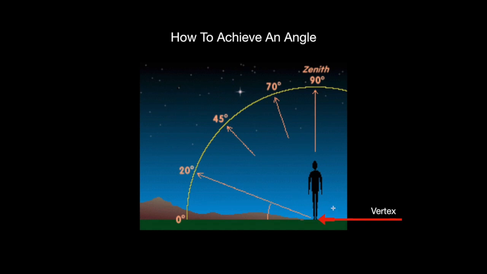So to get an angle, you need a vertex. So this is your vertex. This is your zenith and your horizontal, your 0 and your 90, right? So that's what you need. And you can get an angle of 20, 45, 70, 80, 65, whichever you need. But you need that 90 degrees to get an angle, because you need a triangle to get an angle, basically.